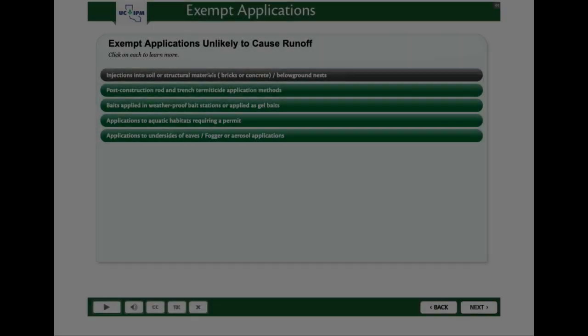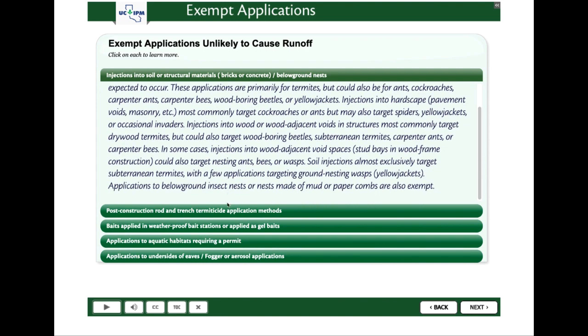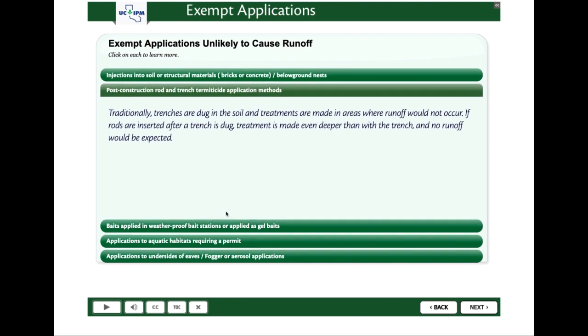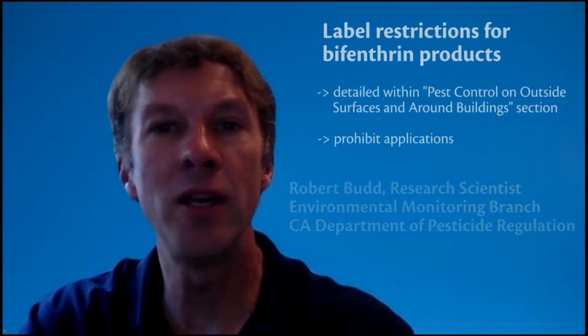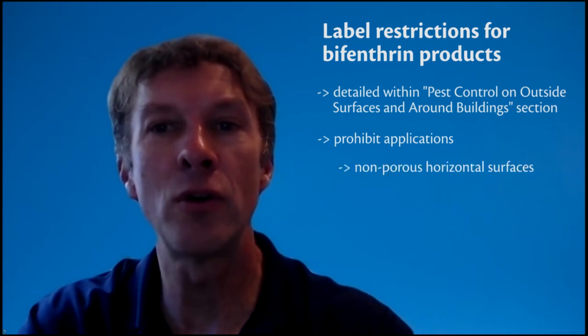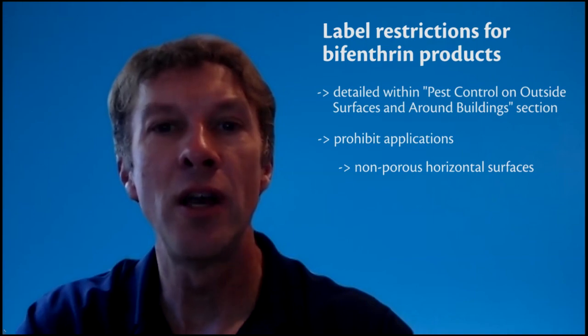In Module 6, we have implemented interactive tabs and an accordion-type menu to explain applications prohibited by the regulations and others that are exempt. This module also includes a video interview of Robert Budd, a research scientist from the Department of Pesticide Regulation's Environmental Monitoring Branch. He explains pesticide label regulations and restrictions for bifenthrin and fipronil products.